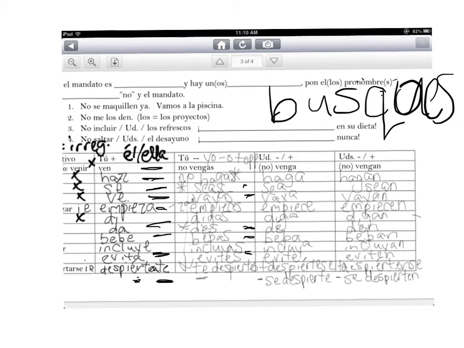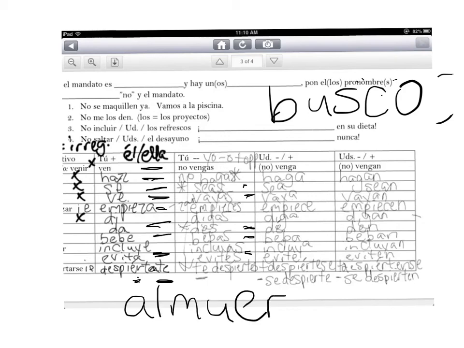The other example would be one that ended in a ZAR. For example, I don't know why this is erasing. The verb almorzar. I'll write it down here. The yo form is almuerzo with a Z. The Z is going to change to a C, and then we add an ES. So the negative command would be no almuerces. That is the tú affirmative and negative. That's all we've done in class right now.